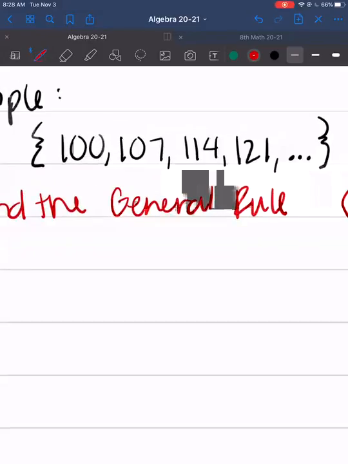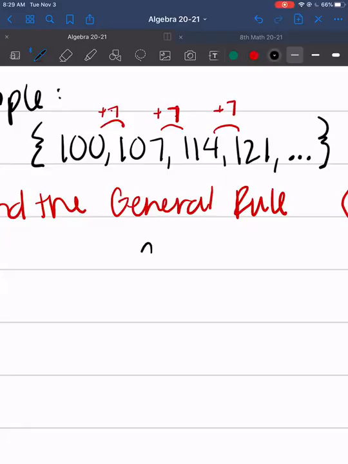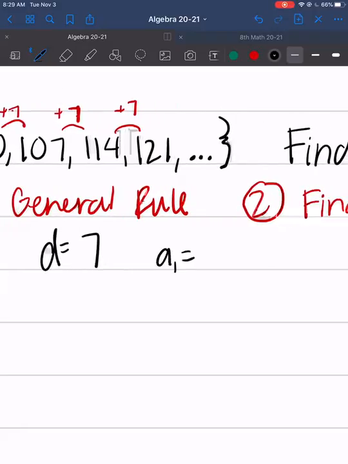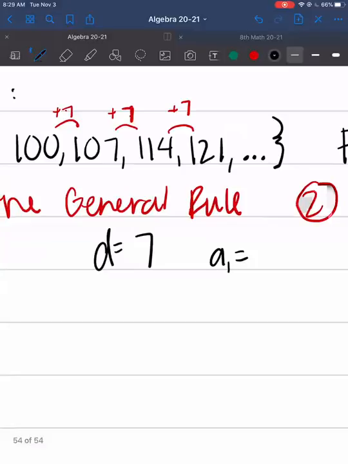Looking at 100 to 107, what did I add? I added 7. Okay, 107 to 114, 7. It's find the term plus 7. So what is our common difference? Our common difference is 7. What is our A1? What's the first term? 100.